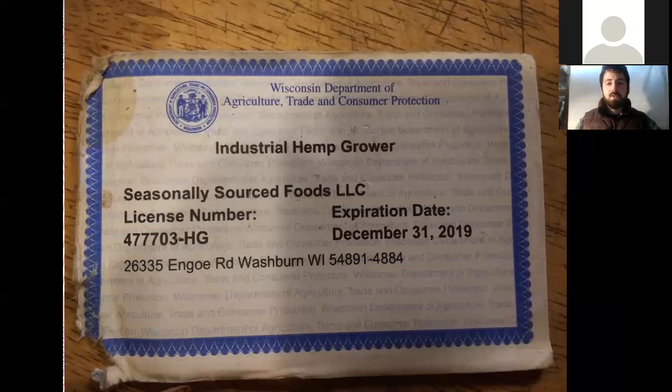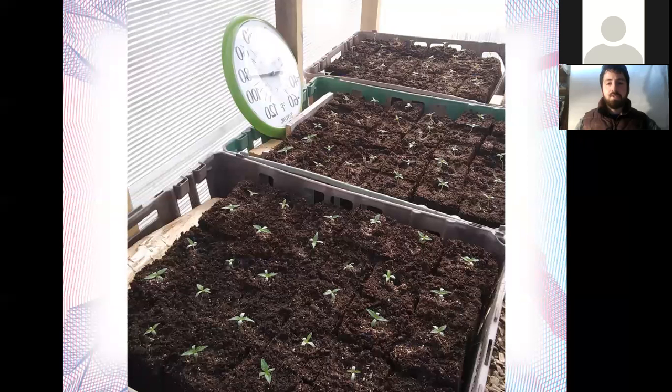So once we get the seeds, we sprout them usually in May in our greenhouse. And as you can see, we actually grow them from seed. There's some people that use clones or vegetative cuttings, but we find that growing from seed results in more vigorous plants, and there's less issue with importing any kind of diseases or pests that may come along with vegetative cuttings.